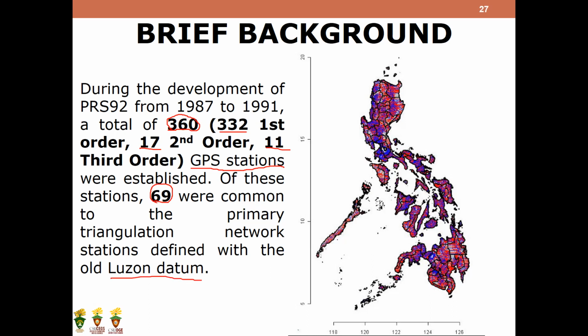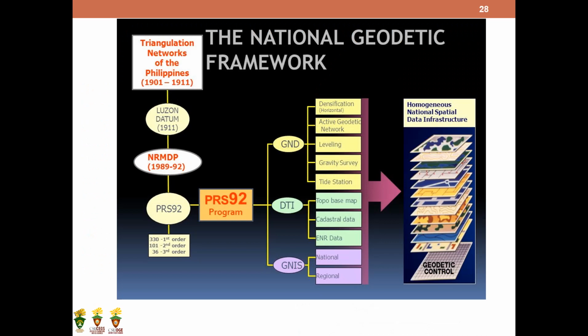So again, si Luzon Datum is 1911 pa man to, so it was then upgraded into Philippine Reference System of 1992. So ang gigamit na pag-upgrade is ang GPS or kanang Global Positioning Systems. And out of the stations nga na-established from Luzon Datum 1911 to PRS 92, 69 adto ang common stations gi-establish lang siya. So 69 ang common between Luzon Datum and PRS 92. So this is the national geodetic framework na.